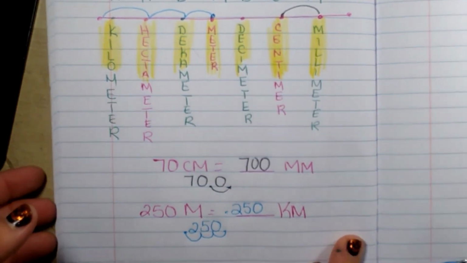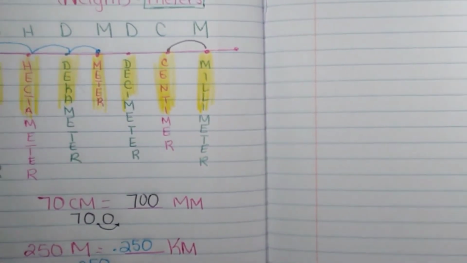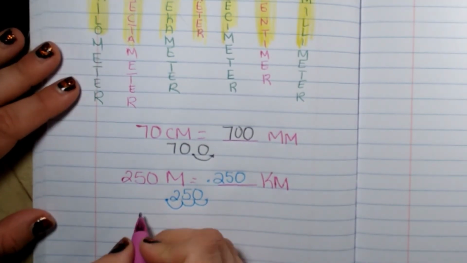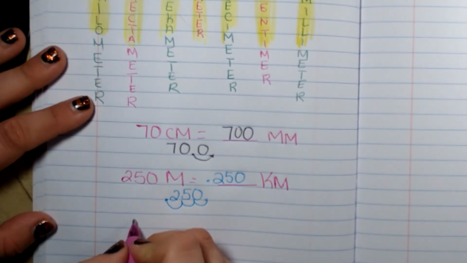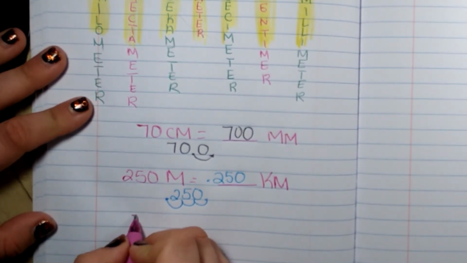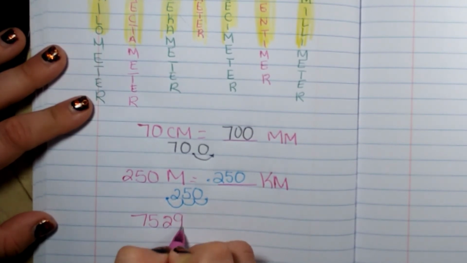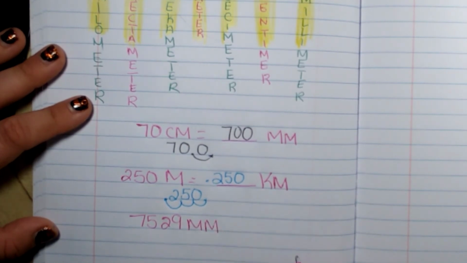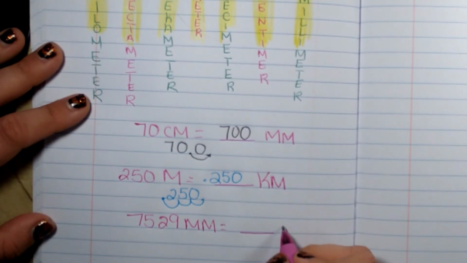So we're going to do one more, and then you are going to have some examples over here to work on, and then you're going to go work on your examples in the textbook. Let's do one more. I'm going to do 7,529 millimeters equals how many meters?